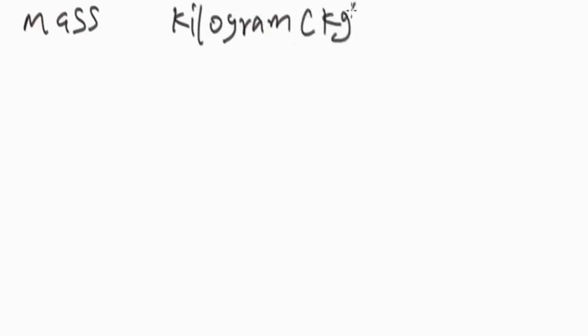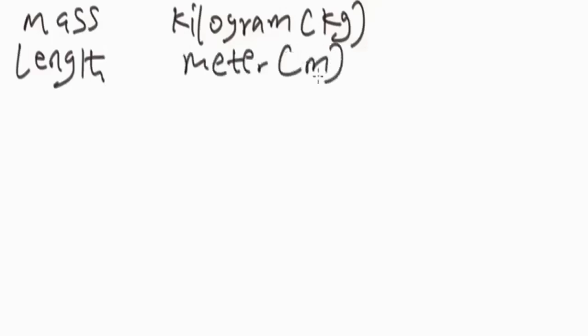Alright, so we have basically about 7 of them. Let's begin with mass. Mass is a fundamental quantity and the unit of mass is kilogram. That is measured in kilogram. Short form is kg. We also have our length. The unit of length is meter. Short form is m.